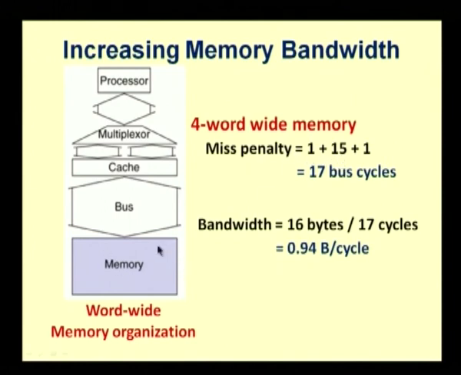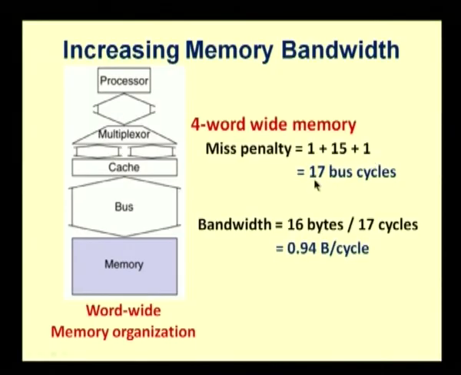Because my memory itself is organized as 4 words, in one access 4 words will be accessed together. So, it will take just 15 clock cycles, it is only one access, but in one access I will access 4 words. So, 1 clock cycle to put out the address, 15 clock cycles to access the data, plus 1 clock cycle to transfer the data. So, 1 plus 15 plus 1, which comes to 17 bus cycles. What happens to the bandwidth now? 16 bytes are accessed in 17 cycles. So, I get a bandwidth of 0.94 bytes per cycle, much better bandwidth. So, naturally your miss penalty will decrease.